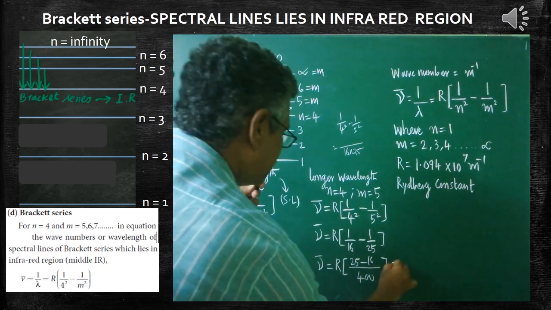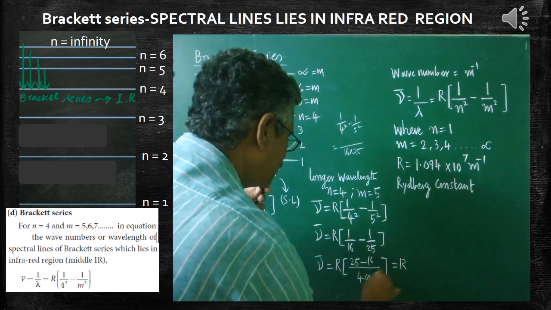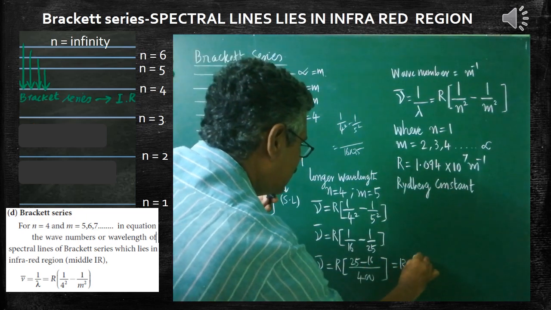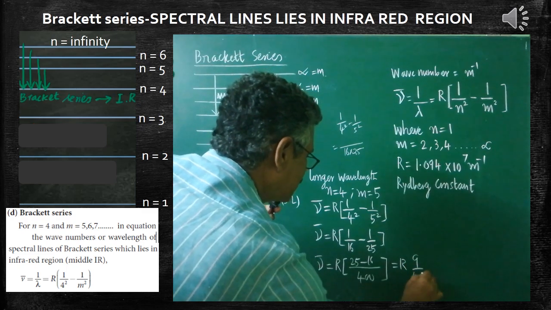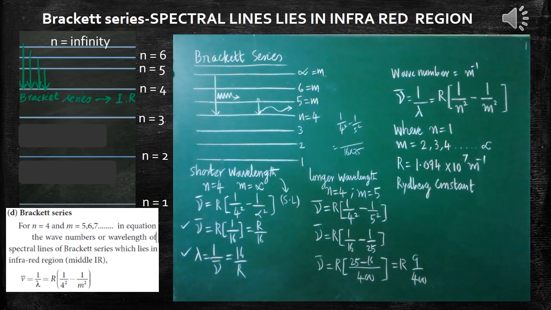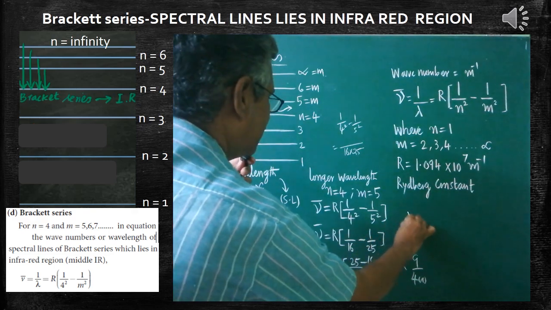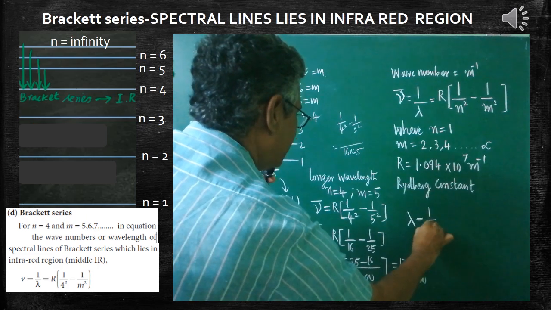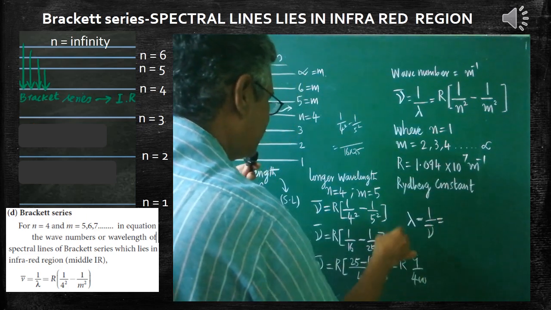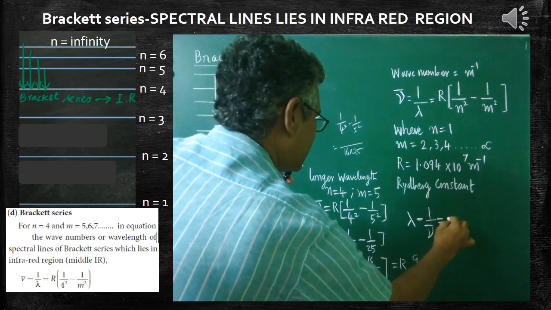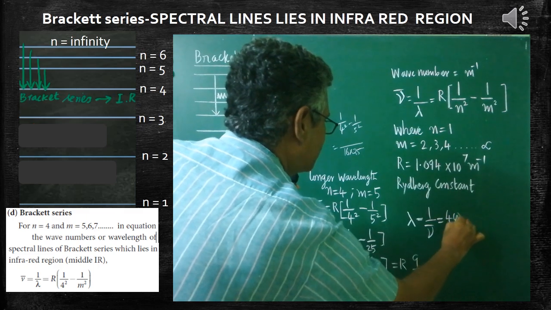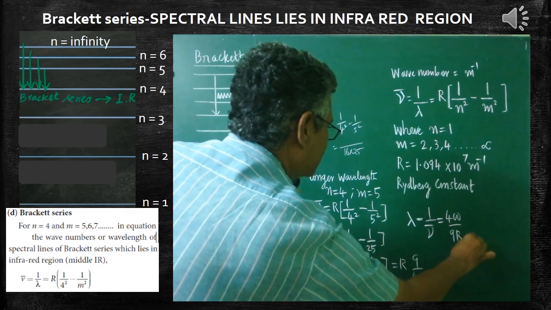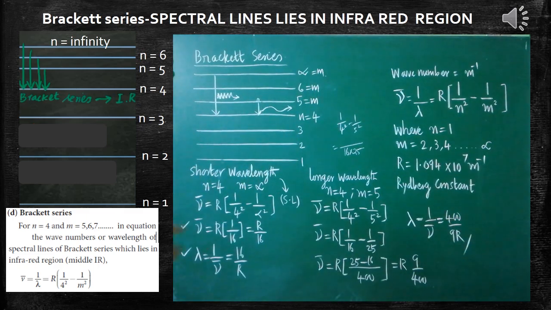So here, after that what will happen? R is equal to R into 9 by 400, you can write. So this is the wave number formula for longer wavelength radiation. Therefrom we are able to get the formula for wavelength. Reciprocal of the wave number is equal to wavelength. Reciprocate this, so you will get 400 divided by 9R is the formula. So both are calculated here.